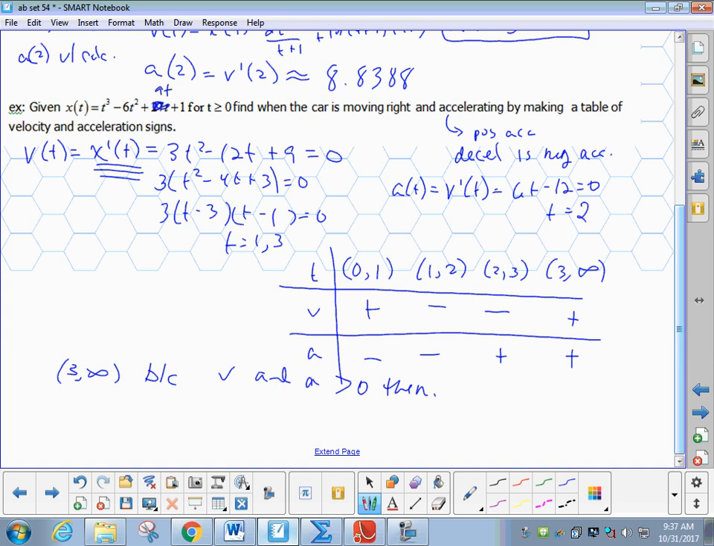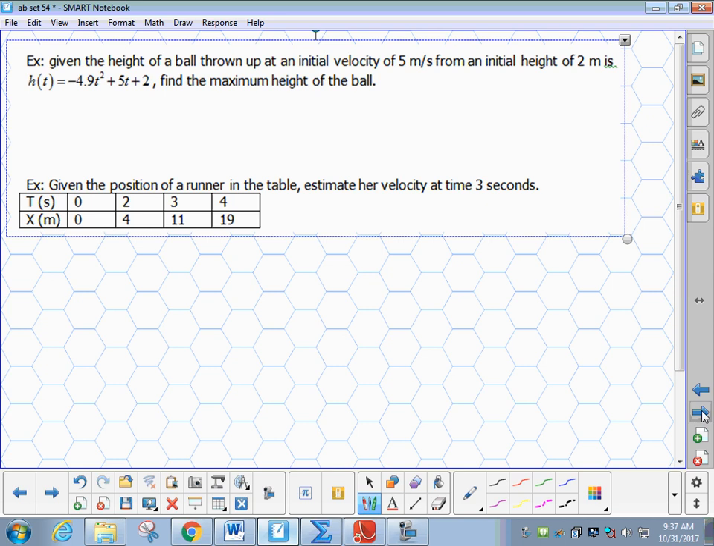Okay. All right. Let's do 2 more types, the derivative type, and then we'll move on to the integration type. Given the height of a ball thrown up at an initial velocity of 5 meters per second from an initial height of 2 meters, I give you the height function. Find the maximum height of the ball.